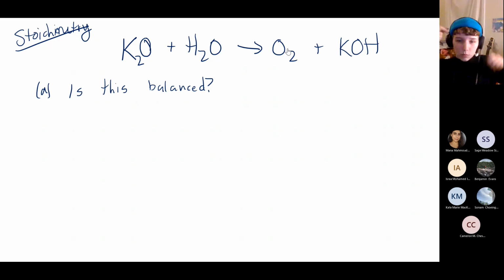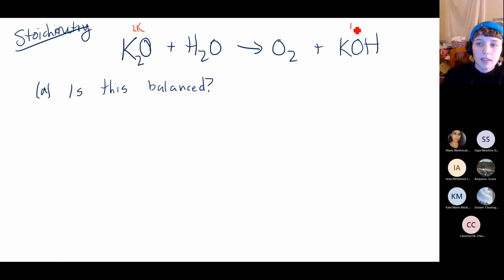Anybody? I'm not sure how long I should wait, but hopefully people are balancing this equation. Is it kind of hard to balance? I don't know. Let me see. This reaction might be messed up now. Let me see.